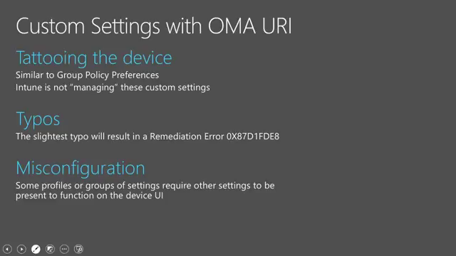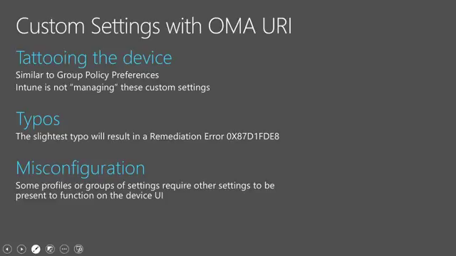As I mentioned earlier, the slightest typo will result in a remediation error. I'm not going to read that error off, but that's what you'll see in your Intune console. Basically, it'll send the policy. The device says, I know the CSP, but I don't know what you're trying to tell me to do. Either the data type's wrong, there's a typo in the URI string, or the data itself isn't what the device is expecting, and it'll kick back and say, I can't remediate this, I can't make this change.